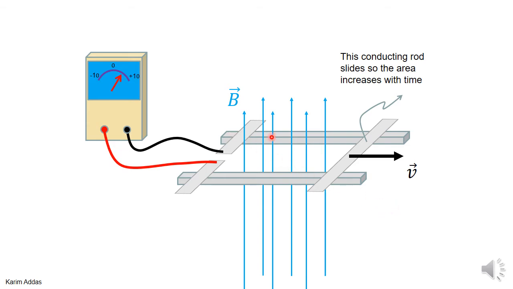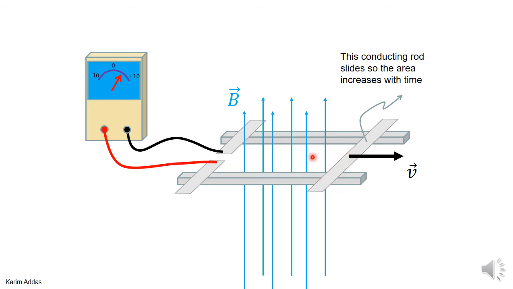Let's say you have a rail, a wire, and another rail that's a wire, and then you have here another wire that's perpendicular to them, and it's moving with some velocity v. And so there's a closed circuit here. You connect this to an ammeter, so you can see if there's current going through here, and you put a magnetic field going upwards perpendicular to this area, and this rod moves to the right with a speed v. So the area is increasing with time.